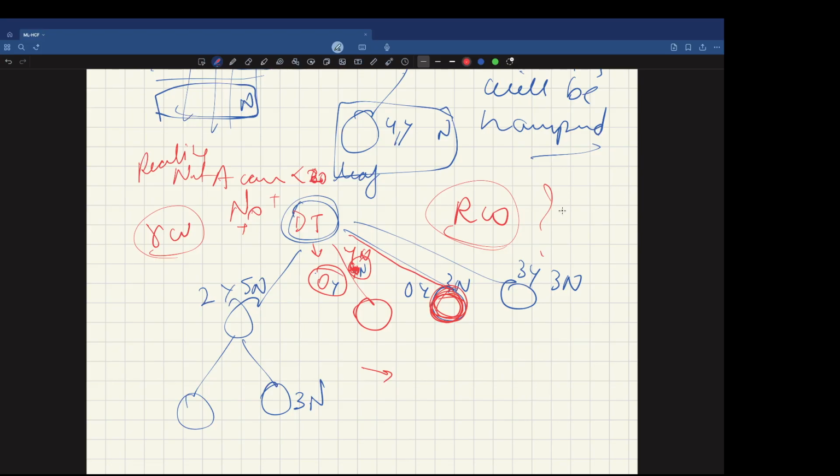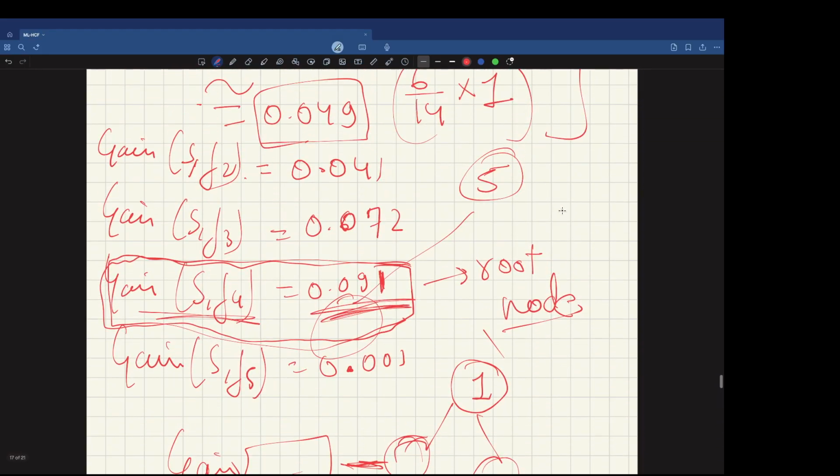So that's why this is very prone, very, very prone. So this was the total concept of decision tree.